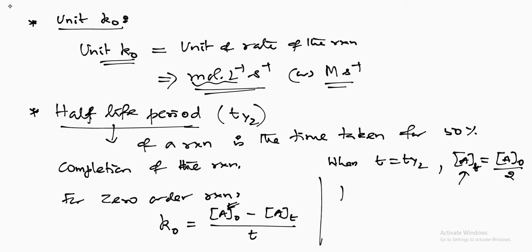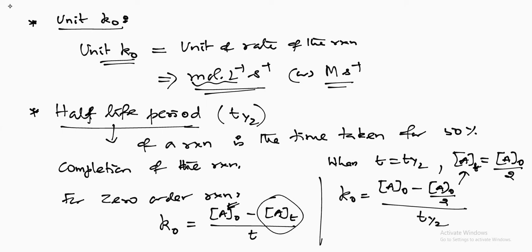So therefore, I'll get k naught equal to A naught, I'll keep this as such, minus, in the place of At, I'll put A naught by 2, whole divided by t. Here t becomes t half, so in the place of t, I'll put t half. See the numerator, A naught minus A naught by 2. A naught minus A naught by 2 is A naught by 2.